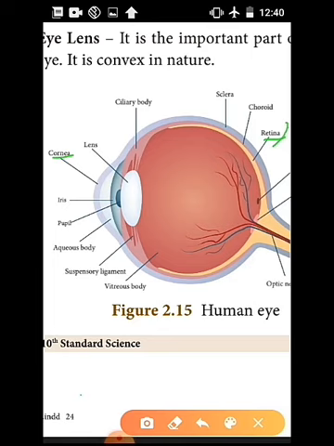So the retina is located at the back surface of the eye and it is the most sensitive part of the human eye, because we can get the real as well as inverted image. Okay, so the real and inverted image of the object is found in the retina.